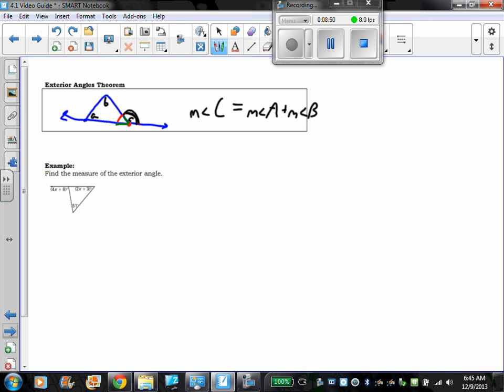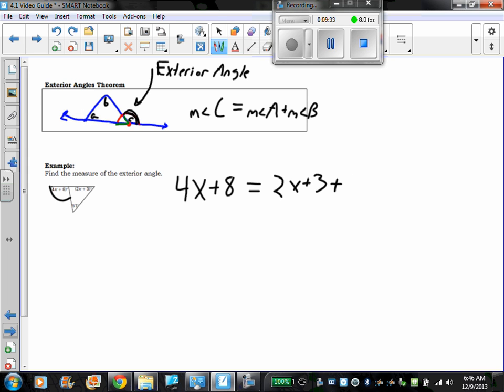So, it's called the exterior angles theorem because this angle, angle C, is called an exterior angle. And we're saying that C is equal to the other two angles that are inside the triangle. So if you look at the example that we have, this is one setup of it. We have 4x plus 8 on the outside of the triangle, and we have 51 degrees and 2x plus 3 on the inside. And what this theorem says is that the angle that is 4x plus 8 over here is going to be equal to 2x plus 3 plus 51. In other words, the two angles inside the triangle that are not attached to that x angle on the outside.